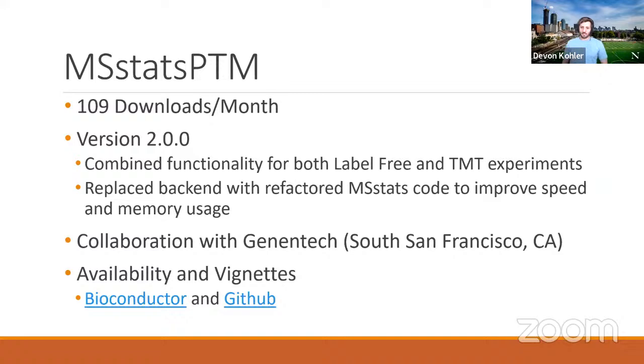We also replaced the backend with the refactored MSstats code. So before, it was kind of on its own, didn't have integration with the rest of the family of packages. Now, because we replaced the backend with the MSstats code, we improved the speed and reduced some of the memory usage. So the package should function a lot better as well. This package was developed as a collaboration with Genentech, and it is available on Bioconductor and GitHub.